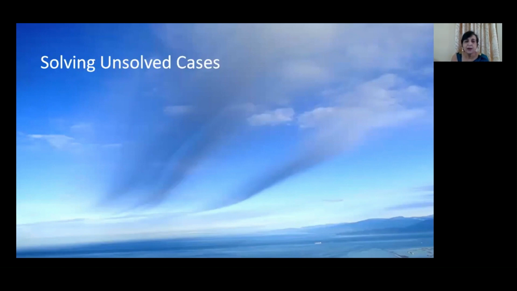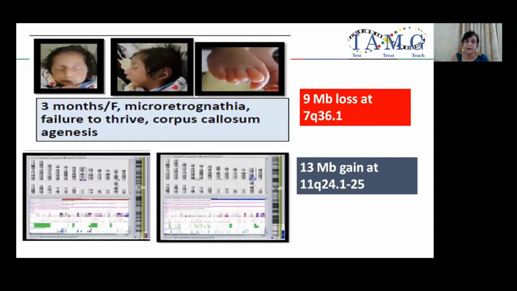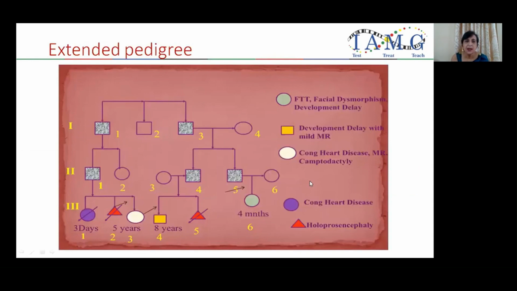So microarray has also helped in solving unsolved cases which were under follow-up. And you can see this child who had a 9 MB loss on chromosome 7 and a 13 MB gain on chromosome 11.